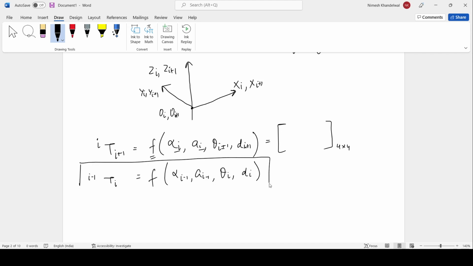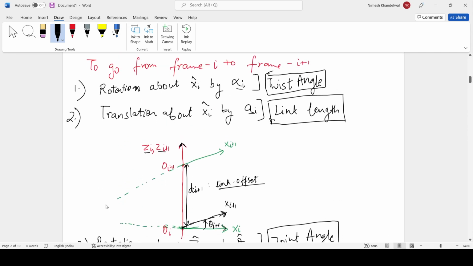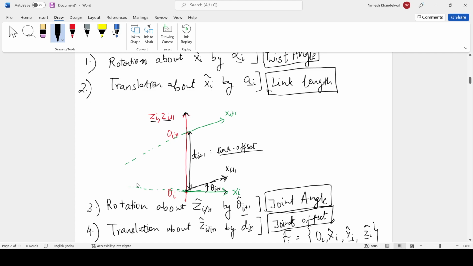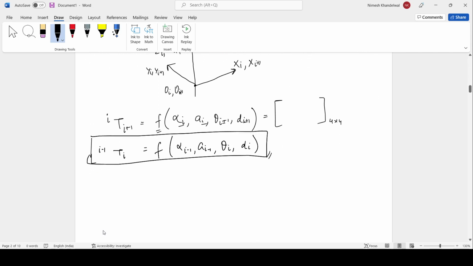Okay, so how do you get the expression that was given in the slides to you? You look at these four transformations. We said that if we do these four transformations, the frame I coincides with frame I plus 1. It means these four transformations have the information of the relative orientation, or the relative transformation, between frame I and I plus 1. Basically, they have information about this T.